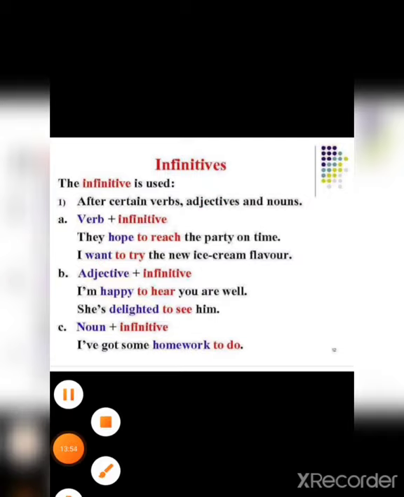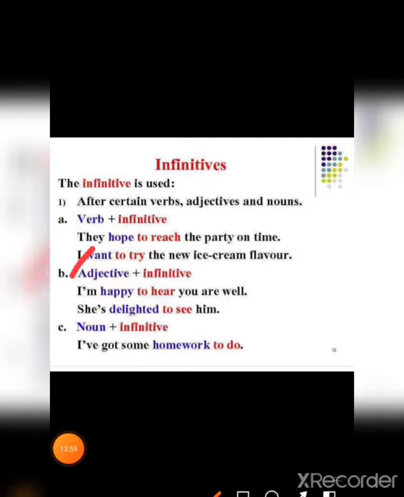Okay. Come to the next example, adjective plus infinitive. I am happy to hear you are well. Here, happy is an adjective. So after that, to infinitive is used. She is delighted to see him. Here, delighted also acts as an adjective. After that, to see him is the infinitive. So, adjective plus infinitive. Next, come to the noun plus infinitive. I have got some hard work to do. Here, hard work is a noun. So here, to do is the infinitive.